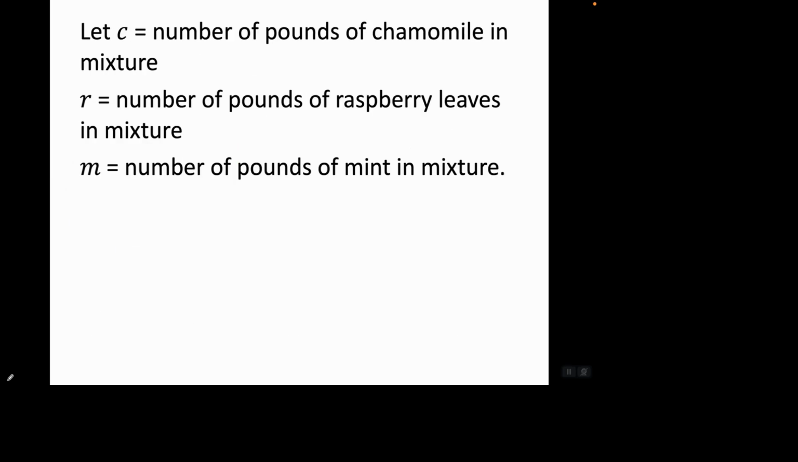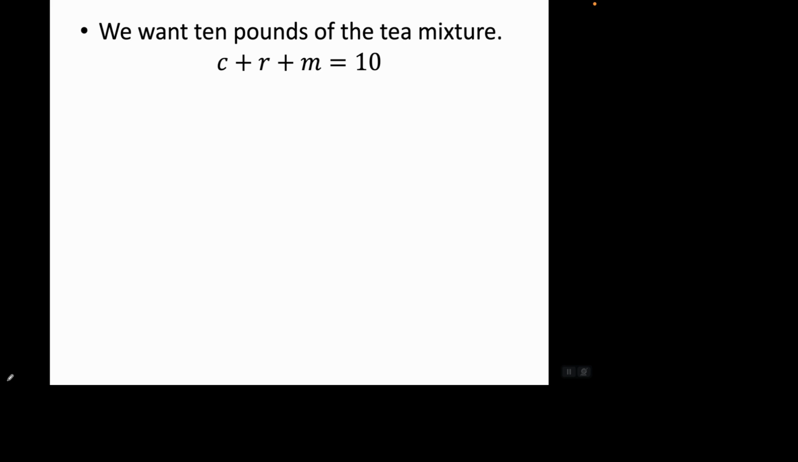So let's choose our variables accordingly. If that's what we want to know, that's how we choose our variables. Let C equal the number of pounds of chamomile in the mixture, R equal the number of pounds of raspberry leaves in the mixture, and M equal the number of pounds of mint in the mixture.